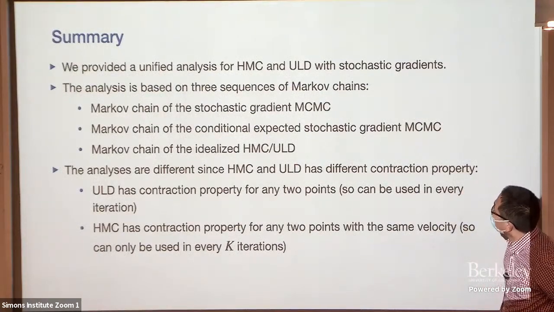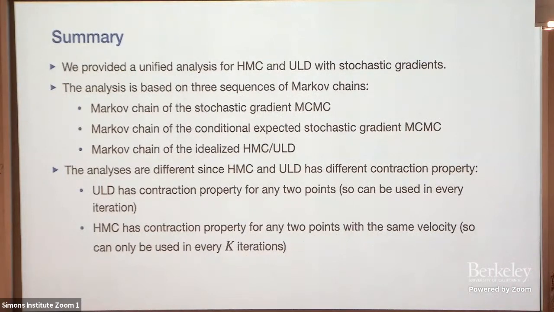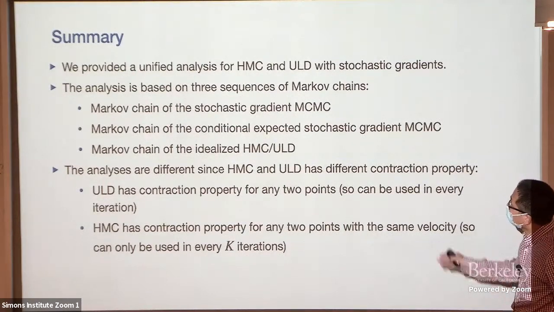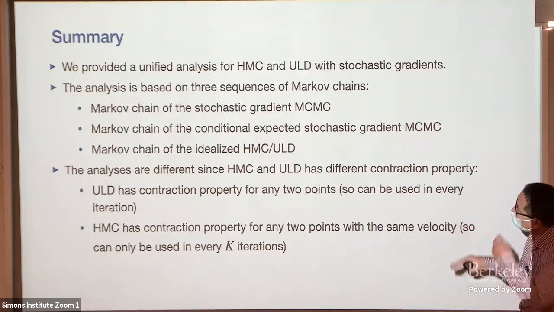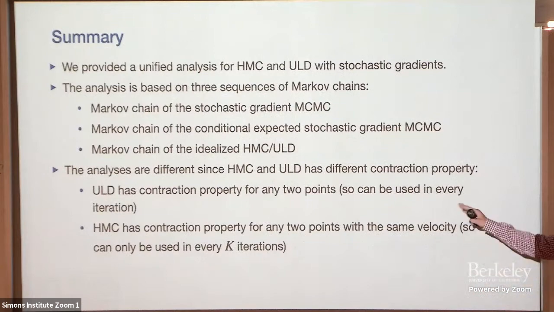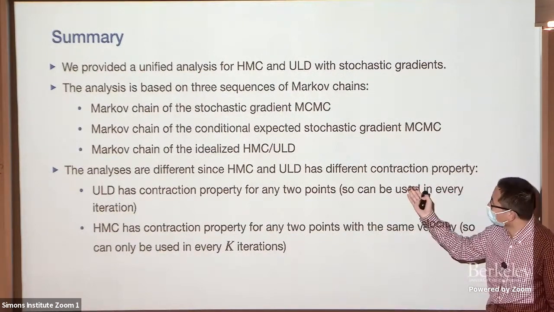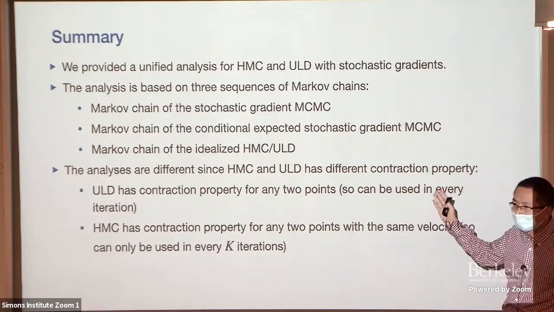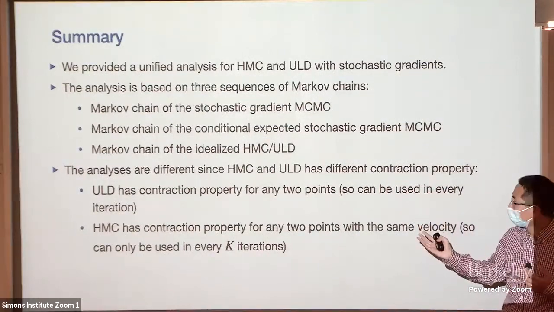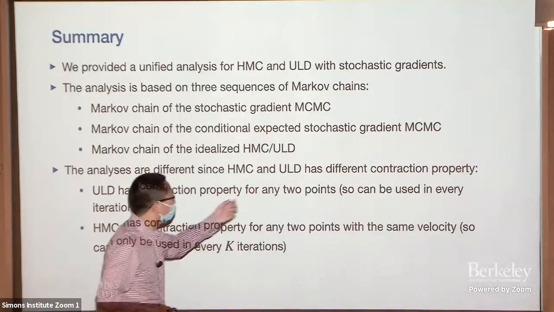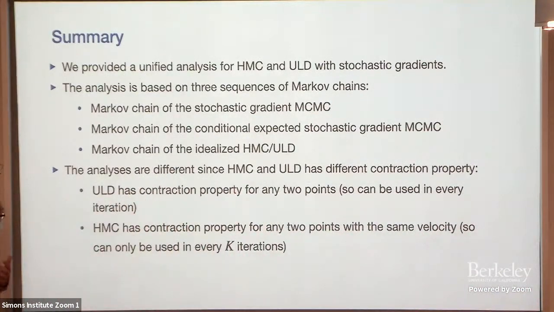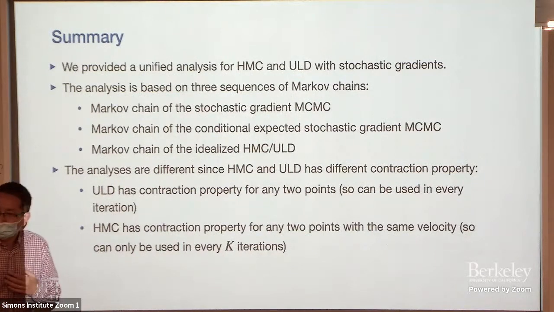All right, so to summarize, we provide a unified analysis for HMC and underdamped Langevin with stochastic gradients. And the analysis is based on 3 sequences of Markov chains. Something I already mentioned is that when you utilize the contraction property of HMC and underdamped Langevin, they are different in that it holds for any 2 points or only for any 2 points with the same velocity. And also the contraction property holds at different levels. For underdamped Langevin, it holds for every iteration, but for HMC, the contraction property only holds every K iterations, so only in the outer loop rather than the inner loop.